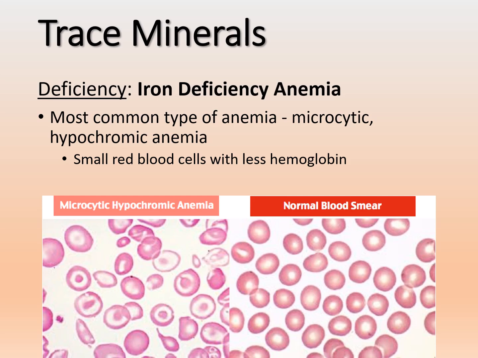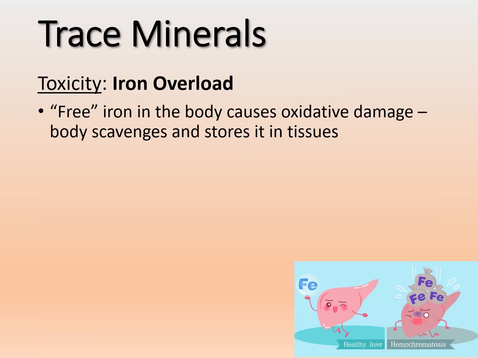That's hypochromic. So you can see on the slide a normal blood smear on the right and iron deficiency anemia, that microcytic hypochromic anemia, on the left. So fairly classic type of anemia that we see with iron deficiency.